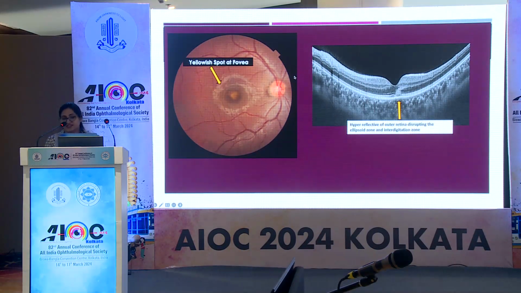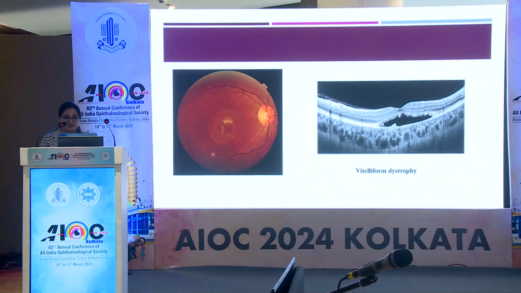So this was a case of RPE epitheliitis, where we can see the hyperreflectivity of the outer retina disrupting the ellipsoid zone and the interdigitation zone. And it's important to look for these subtle features because this is usually self-limiting, so it doesn't need any treatment as such. Sometimes it can be confusing because here also we can see some yellow spots at the fovea.